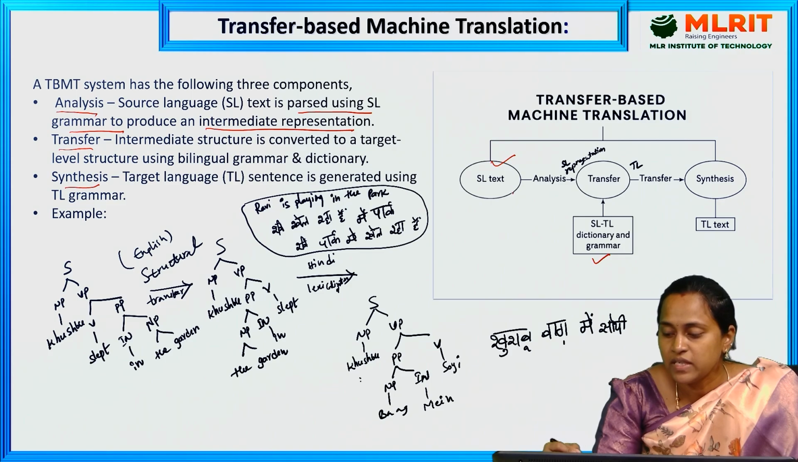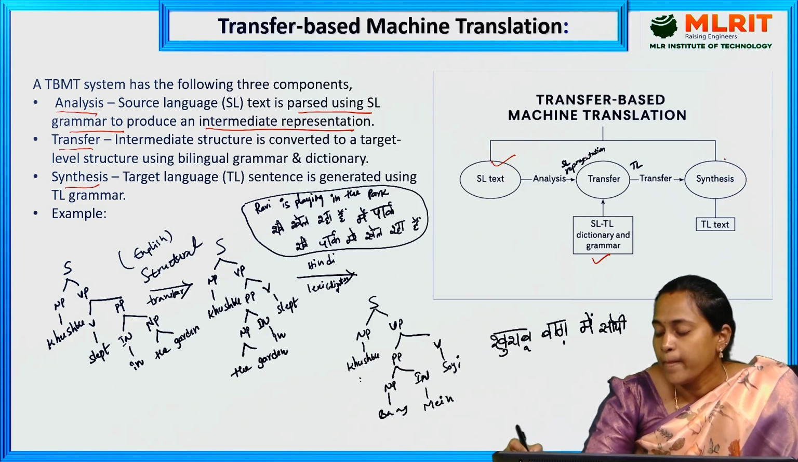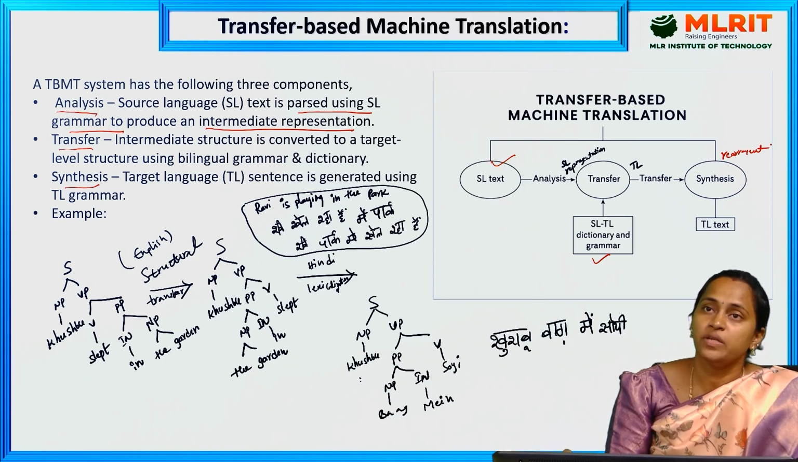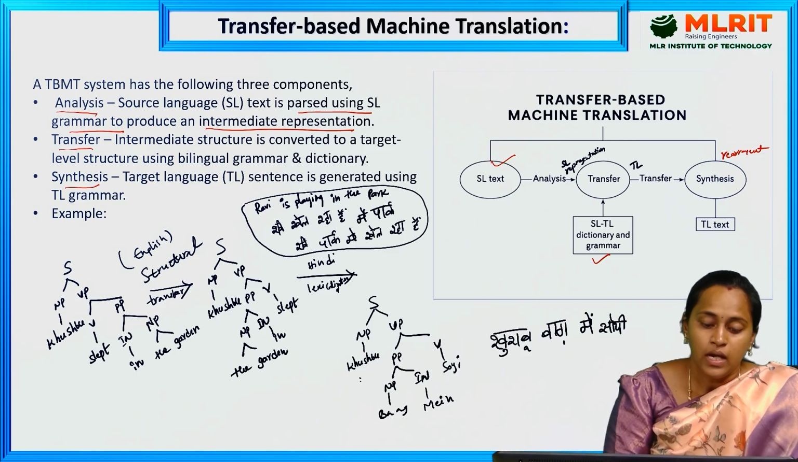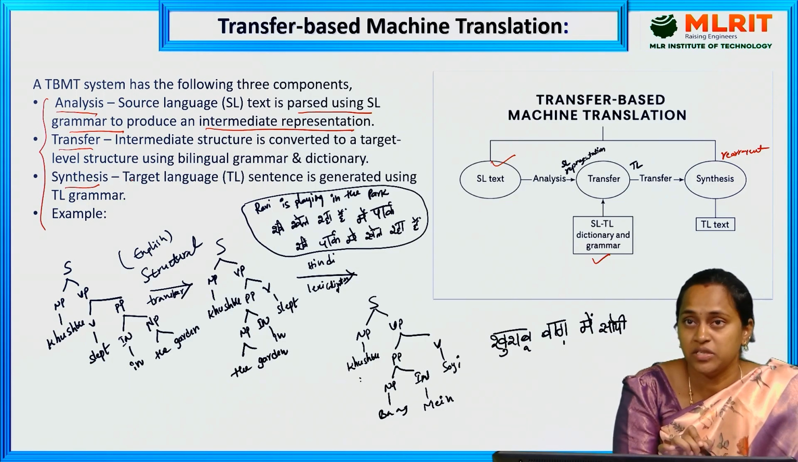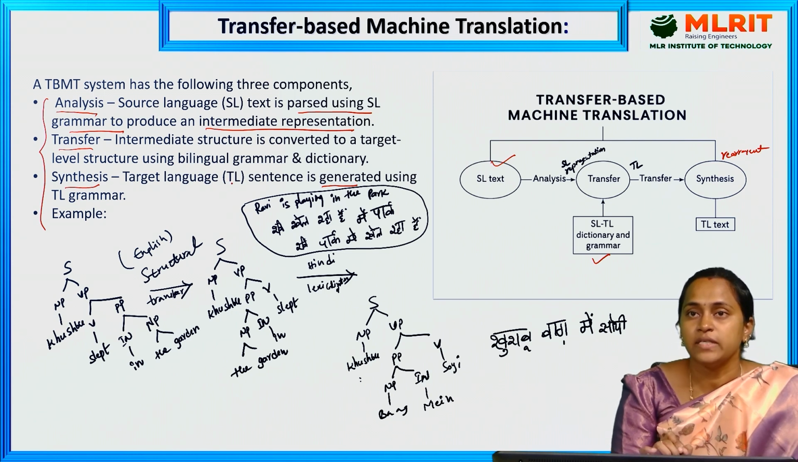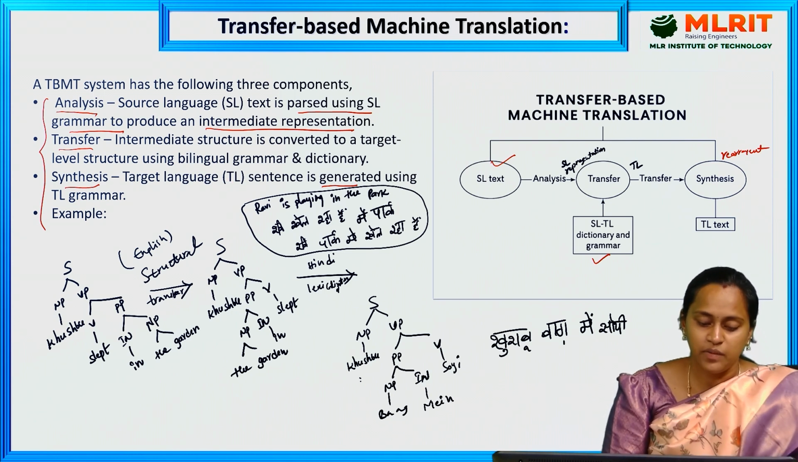So the source language text is converted in the analysis phase based on the word and sentence representation, using the SL and TL dictionary and grammar. After transferring it into the target language comes synthesis. Synthesis means rearrangement: after the target language, we have to rearrange the sentence in the correct formation. These are the steps we have to follow: analysis, transfer, and synthesis. Synthesis means generation, that means we have to regenerate the sentence using some syntactic rules. Let's see the example here.